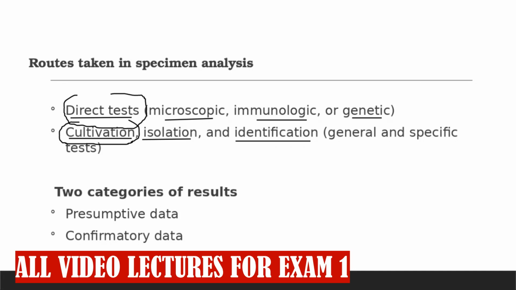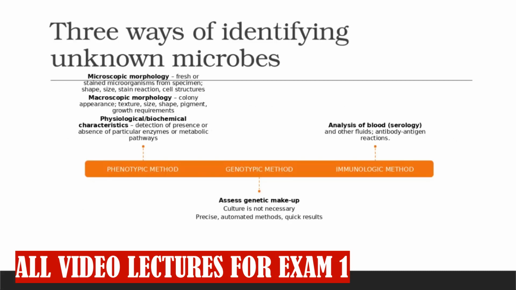There are two categories of results, maybe presumptive data, so data that can be used for diagnosing, or maybe confirmatory data to confirm the previous result. There are three ways of identifying unknown microbes. The first one is the phenotypic method. This uses the observable characteristics that we can see with our own eyes, like for example the shape, the size, the color, and etc.